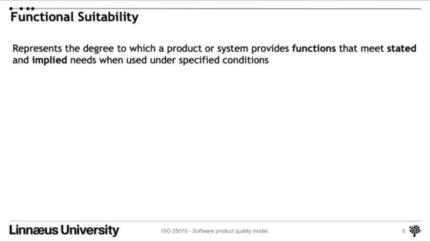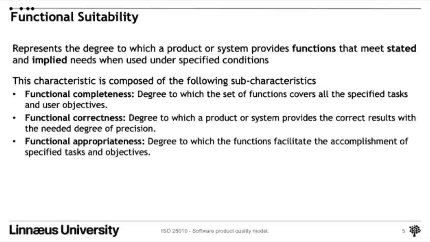So, functional suitability, I'll go very quick on this because you already discussed these qualities during the requirement engineering module. So we have functional completeness, which is the degree to which the set of functions covers all the specified tasks and user objectives. I mean, you have your requirements and then you implement your software, and then you have to check if all the requirements that you stated during the requirement engineering phase are met and have been implemented in the software.